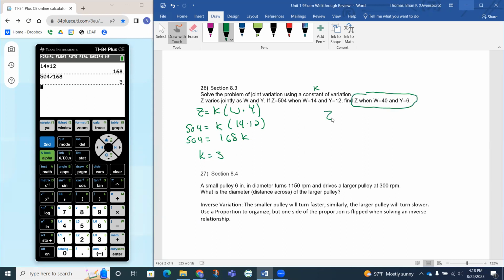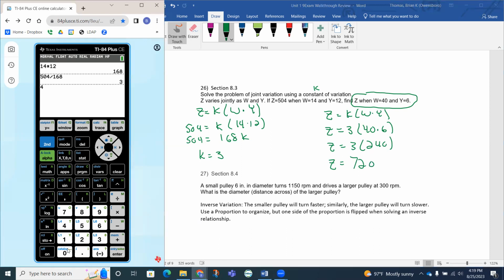So now I can go Z equals, we have this K times this W times Y. But now I actually have enough information to do this because I know the constant of variation, which is 3. W here is 40 times this 6. So Z would equal 6 times 40, which is 240. 3 times 240 is 720. So 720. If you want to double check that math, 40 times 6, and then multiply that by 3. And that does give us 720.